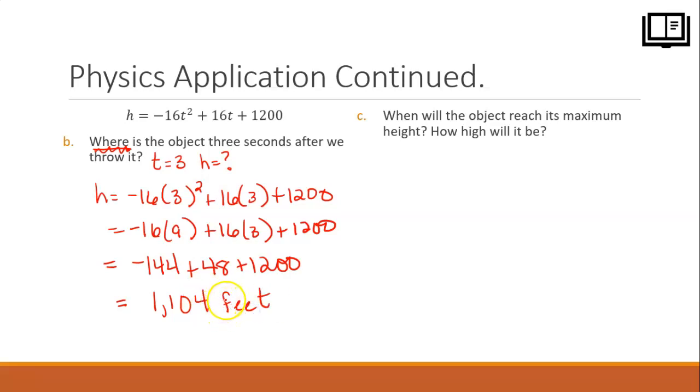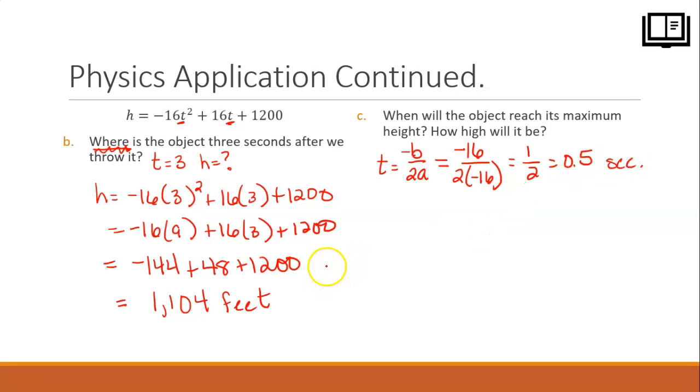Now for a problem like C, it says when will the object reach its maximum height? Well, what that's saying is look for your vertex. So the time is equal to negative b over 2a. We've been looking for that variable, so instead of an x, we've got a t. So t equals negative b over 2 times a. So it's negative 16 divided by 2 times negative 16. That gives us 1/2 or 0.5. So essentially, it reaches its maximum height about a half a second after we throw it. It starts to go back down pretty quickly.